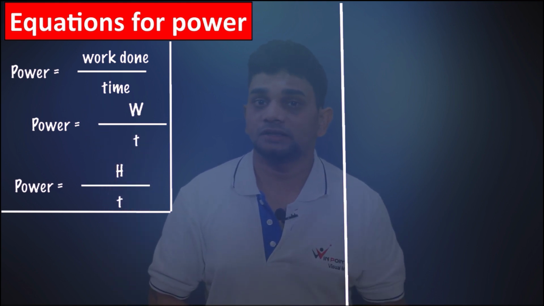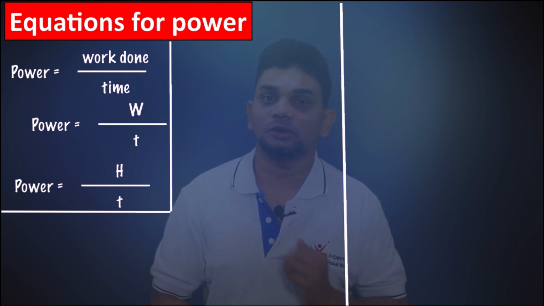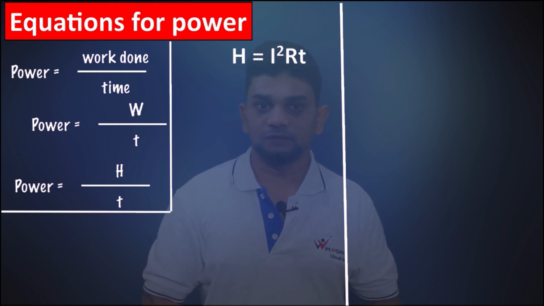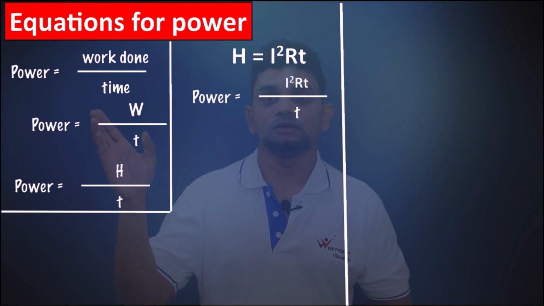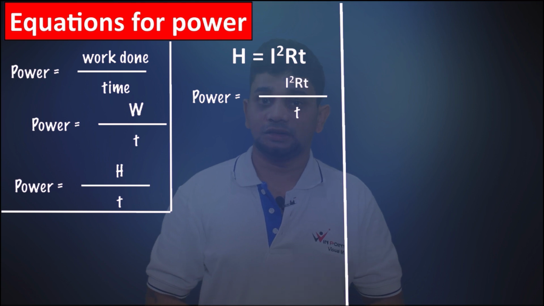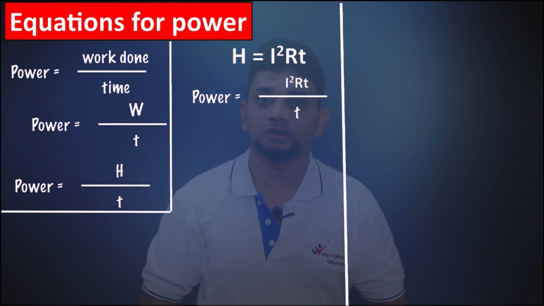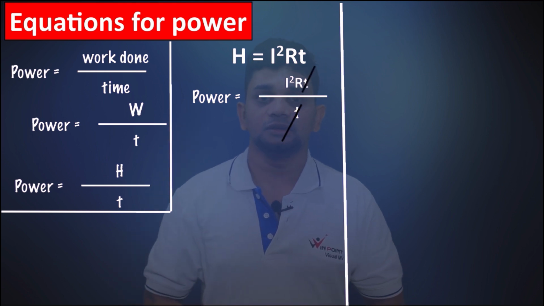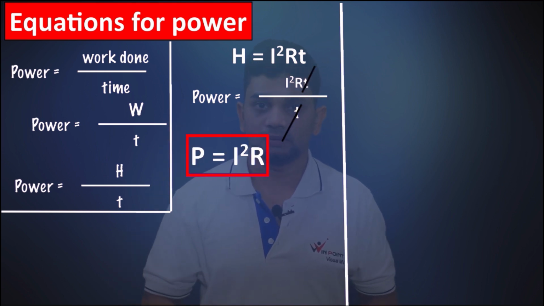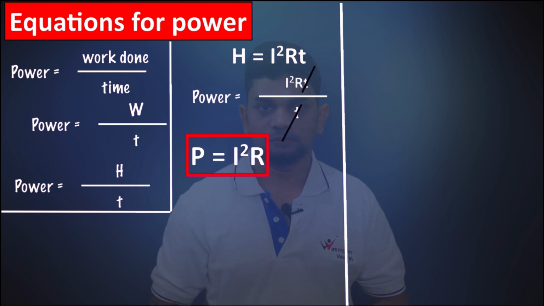What is the equation for H according to Joule's law? Yes, H equal to I square RT. Then we can write power is equal to I square RT by T. The T and T will cancel each other. In the numerator there is one T, in the denominator also there is one T. Power P is equal to I square R. That is the first equation. Now we are considering this equation, P is equal to I square R.